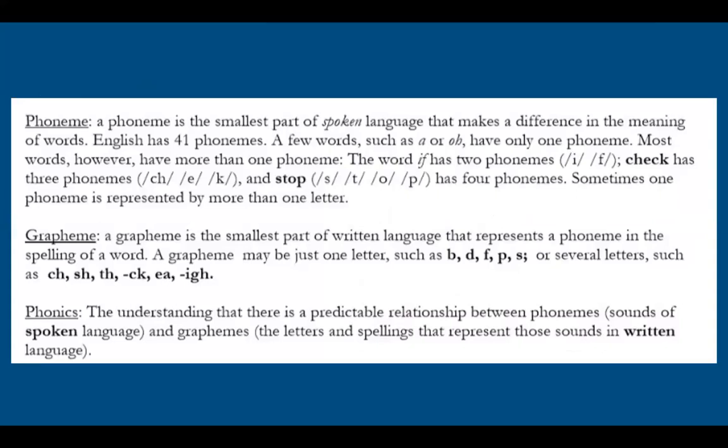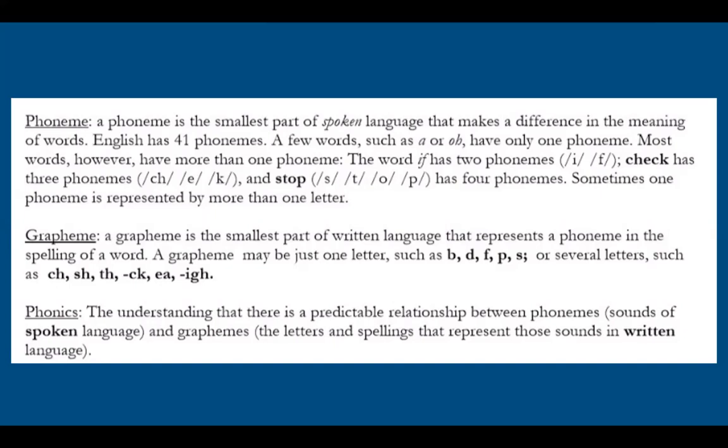So a phoneme, we talked about this a little bit today. A phoneme is the smallest part of spoken language that makes a difference in the meaning of words. English has 41 phonemes in this definition. Some say 44. A few words such as the, a, or o have only one phoneme. Most words, however, have more than one phoneme. The word if has two phonemes, i and f. Check has three, ch, e, k, and stop has four, s, t, o, p. Sometimes one phoneme is represented by more than one letter, which we talked about today.